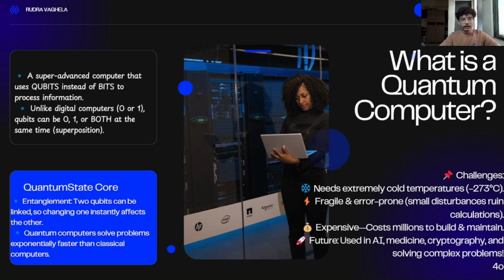Entanglement. Two qubits can be linked, so changing one instantly affects the other one, and a quantum computer solves problems exponentially faster than classical computers.